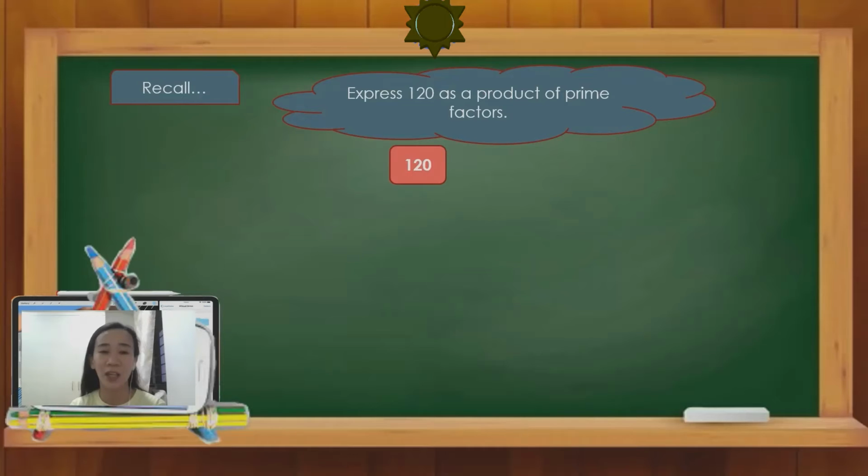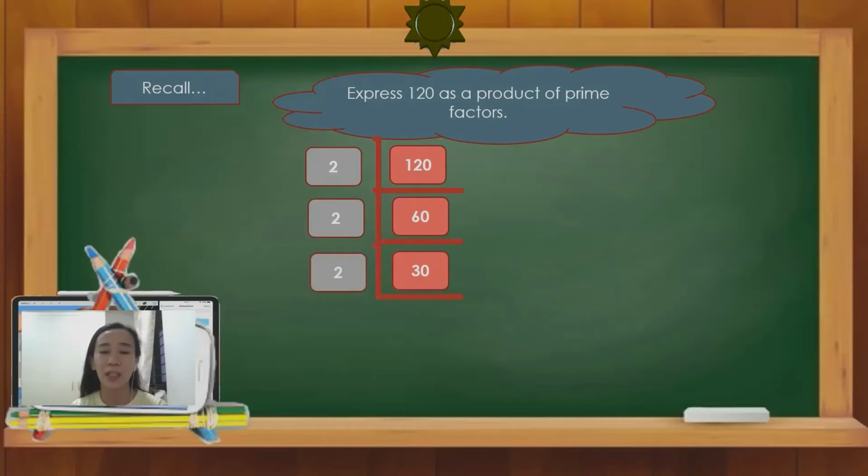First prime factor I can think of is 2. So I can divide 120 by 2. 120 divided by 2 is 60. Next, I can still divide 60 by 2. So I will use that. 60 divided by 2 is 30. 30 still can be divided by 2. So 30 divided by 2 is 15.